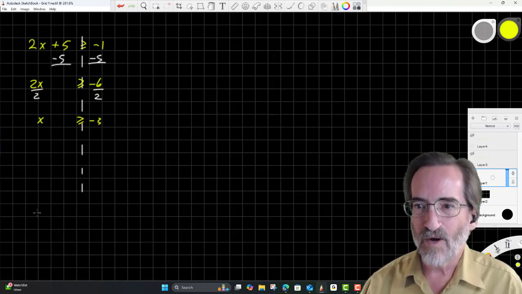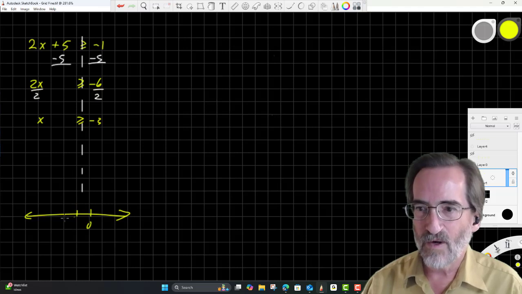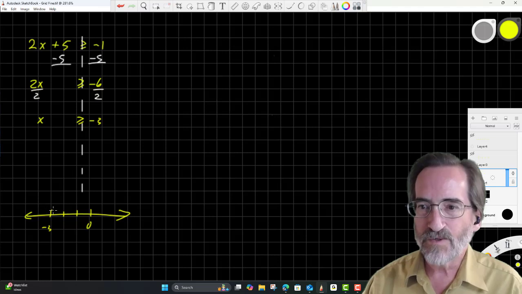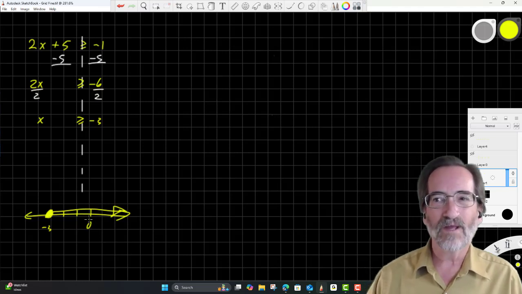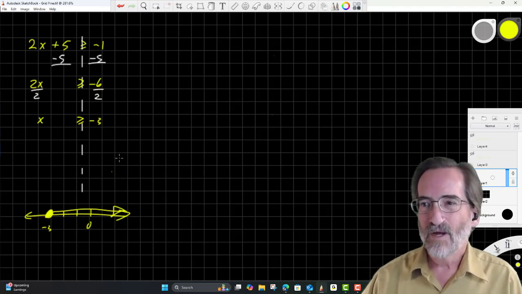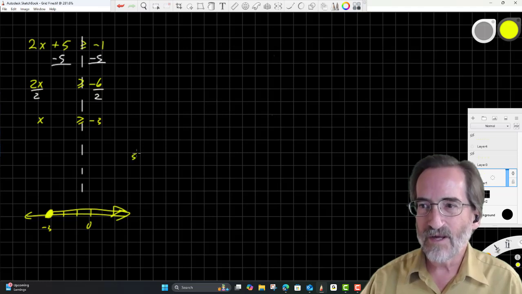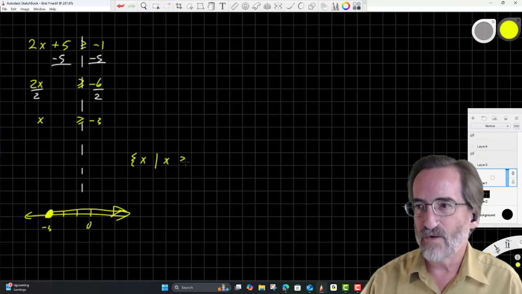Okay, if I had to graph that on a number line, I would graph 0, 1, 2, 3, -3. Greater than or equal to, I fill in the circle and I shade to the right. Okay, so that's solving and graphing the solution set. The solution set looks like x such that x is greater than or equal to -3.